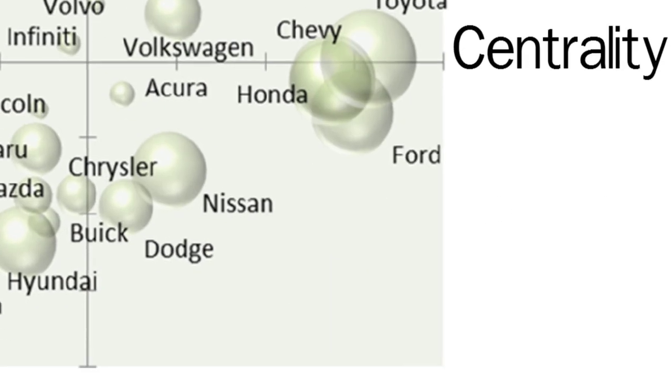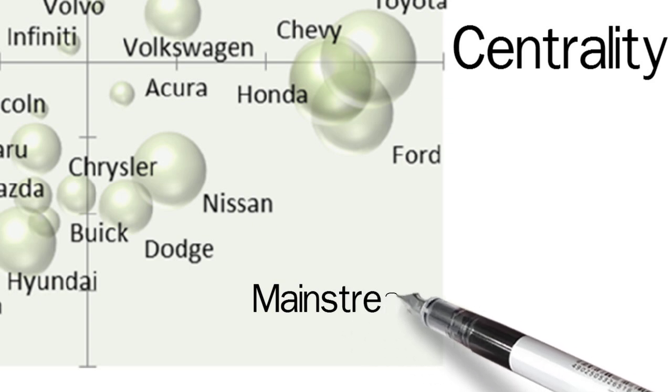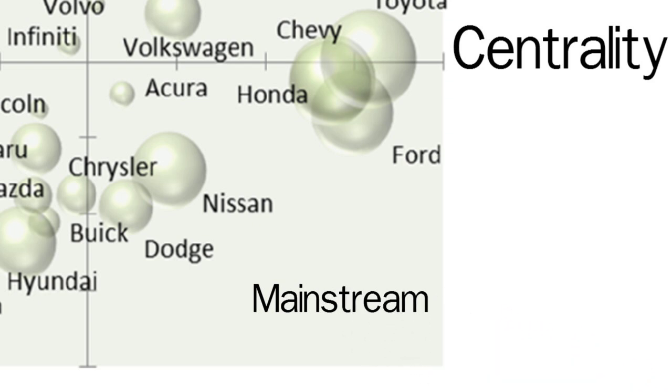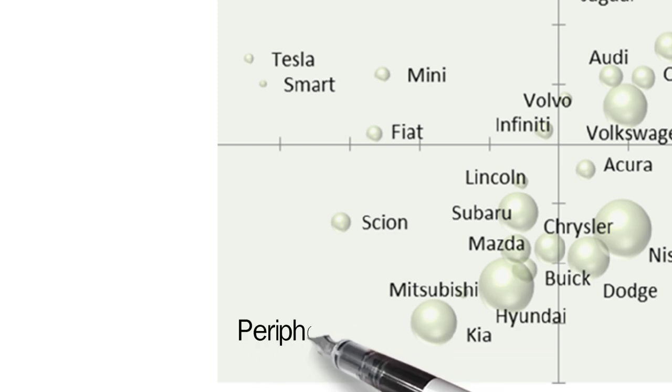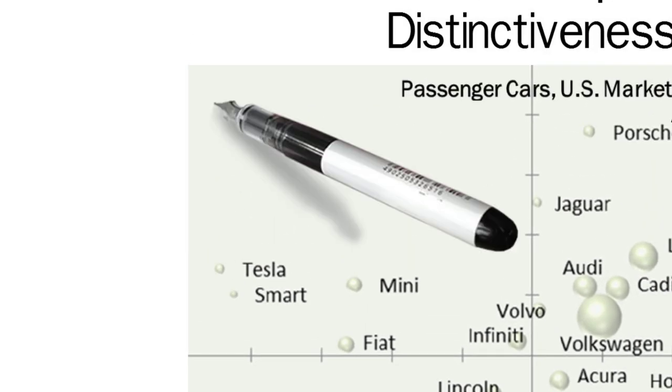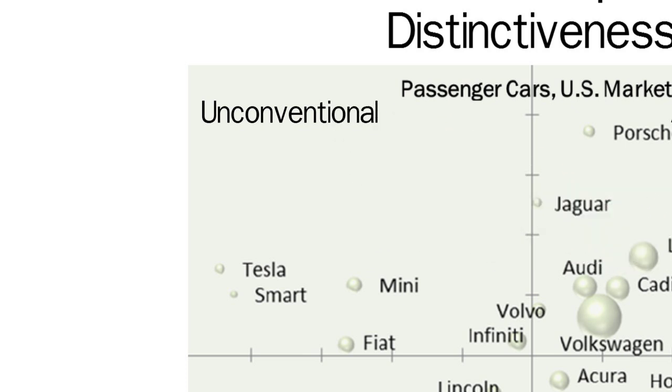Brands that are central but not terribly distinctive are brands that we label mainstream. In the passenger car market, these include Honda and Ford, and in the beer category, Miller and Busch. Brands that are neither central nor distinctive are peripheral and include brands such as Mitsubishi and Kia in passenger cars, and Old Milwaukee and Milwaukee's Best in beer. Brands that are distinctive but not very central are unconventional. These include brands such as Tesla and Mini in passenger cars, and Dos Equis and Stella in beer.